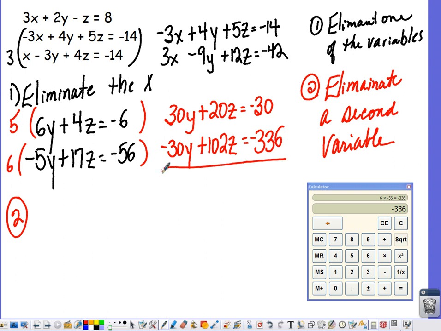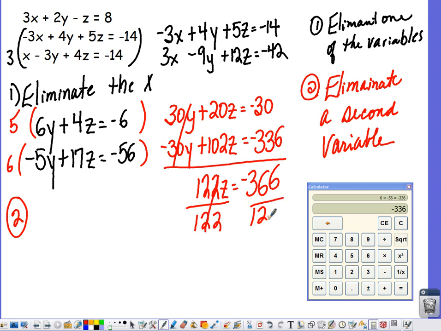Okay, so now I have the same coefficients. So when I eliminate my y's, those will cancel out. 120 plus 102 gives me 122z. A negative 30 and a negative 336 gives me negative 366. Divide. And z equals negative 3.